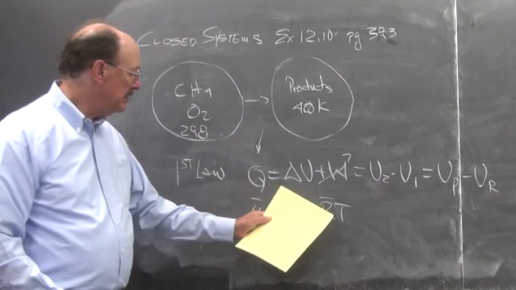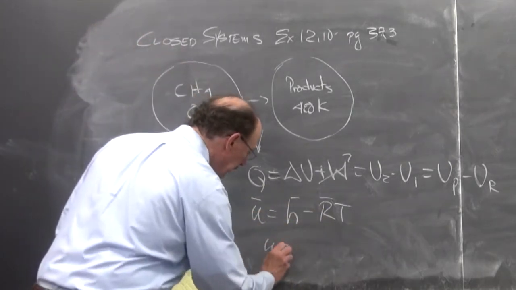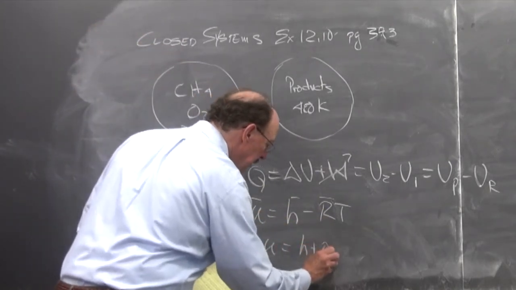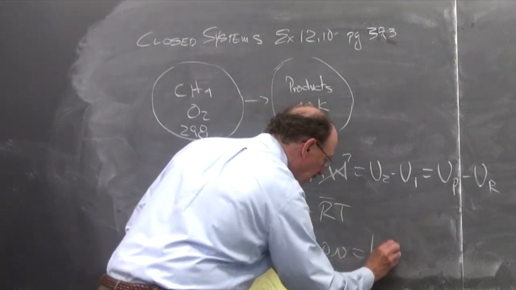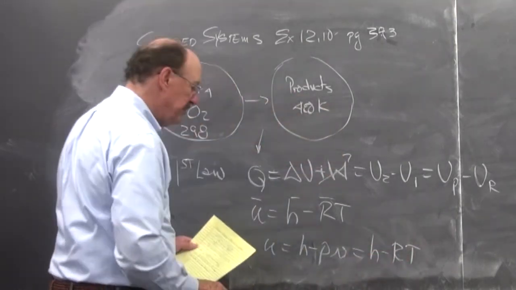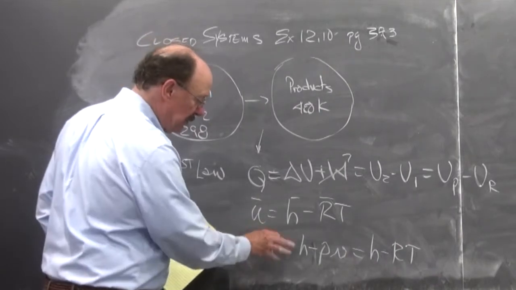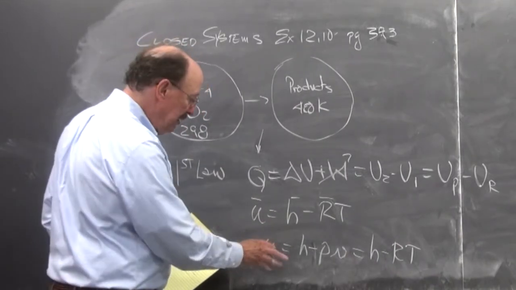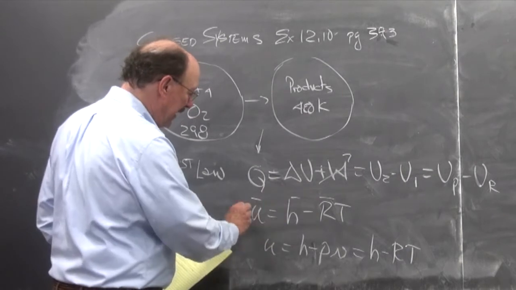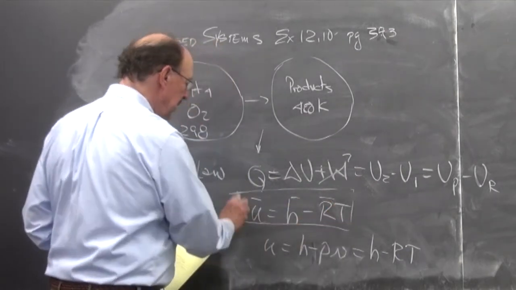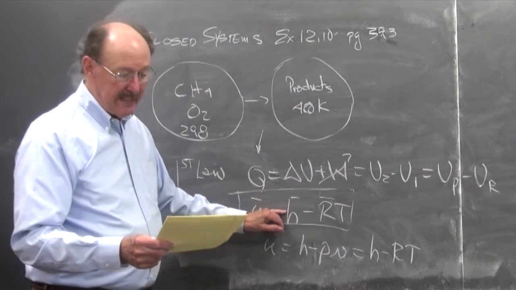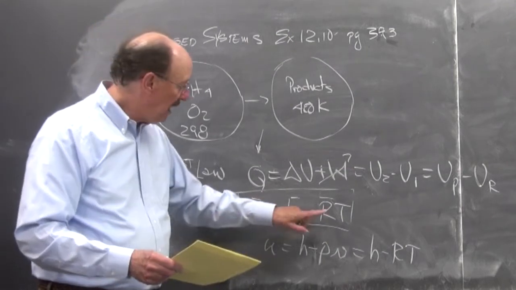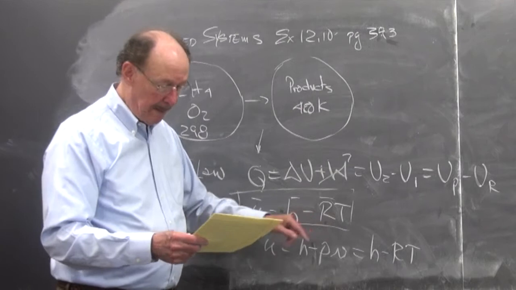So when I look at this, U is equal to H plus PV, minus PV, is equal to H minus RT. We had dealt with this earlier in chapter 3, and now we have it back and we're writing it on a mole basis. So what we have to do for the enthalpy terms in the reactants and products is include a minus R bar T term.